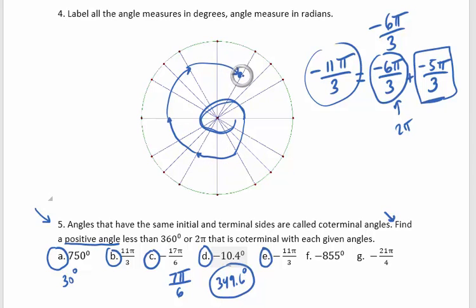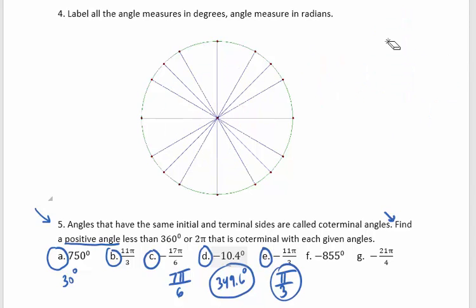Now, how do we get to that location in a positive direction? Well, we start here and come up this way. Well, that is just pi over 3 moving in that direction. So the positive coterminal angle here is just going to be pi over 3. Okay, let's try question F now. Negative 855 degrees. So go ahead and pause your video player and answer this one.